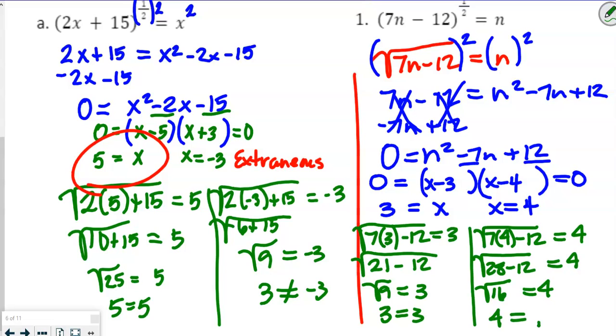So 4 is equal to 4. So this one does check out. So both of these are actual answers to this problem, okay?